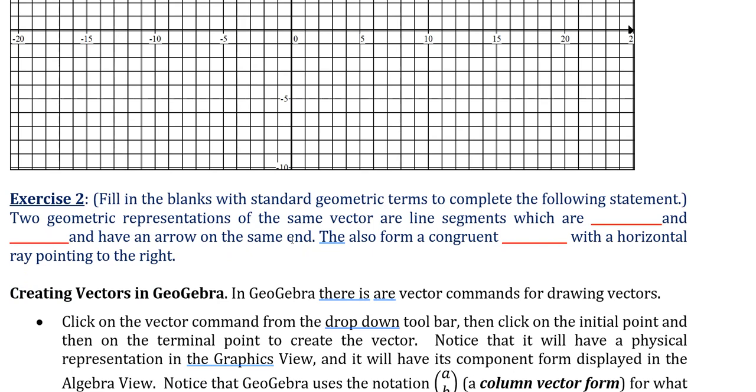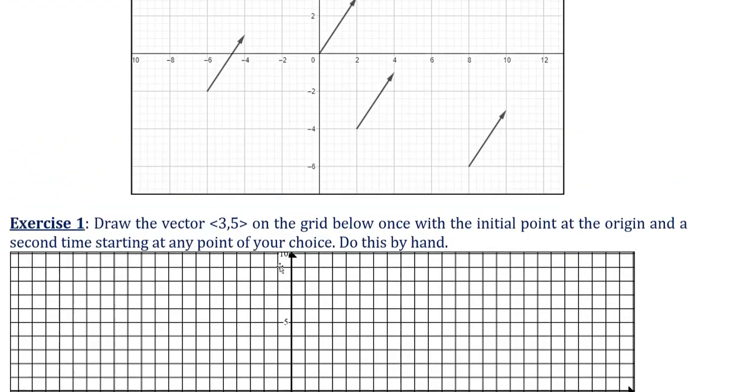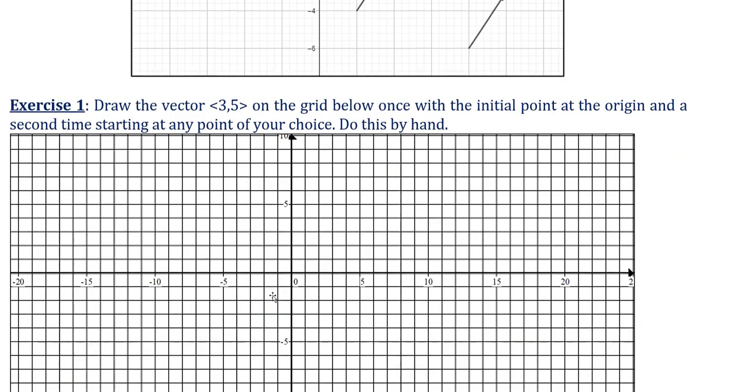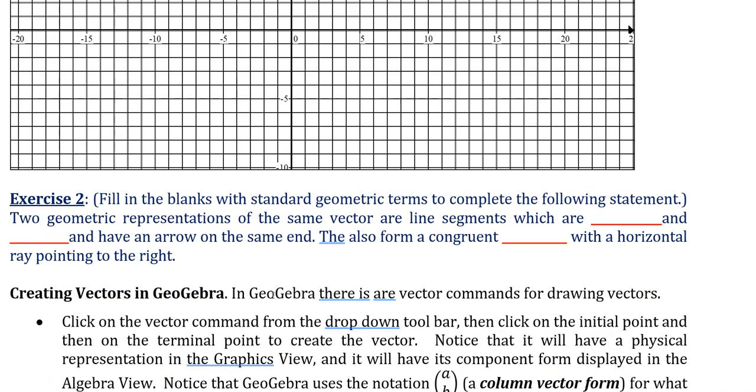And then here's another exercise. Fill in the blanks with some standard geometric terms to complete the following statement. Two geometric representations of the same vector are line segments which are blank and blank. So how would you describe the comparison with these two line segments here? Okay. And have an arrow on the same end or corresponding end.